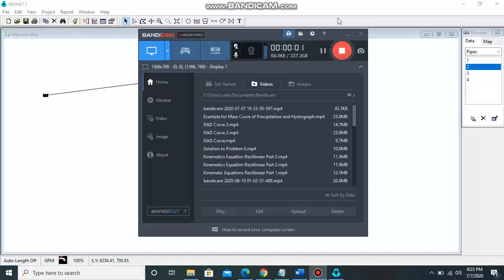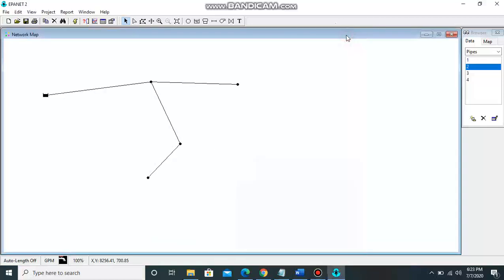Good day, everyone. I will discuss the EPANET software in designing a water distribution system. So, first, this is my example of a simple water distribution system. First, you must have a source.